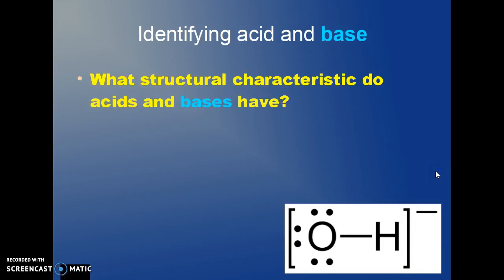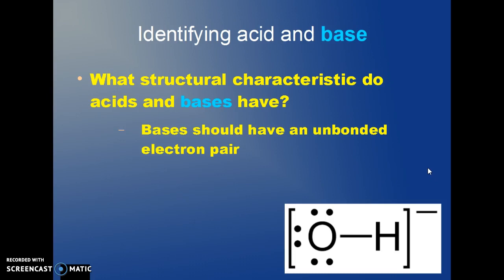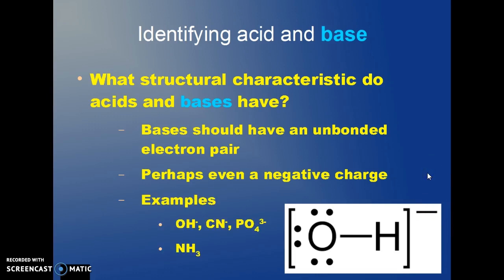Identifying bases. What structural characteristic do they have? Well, they have to be able to accept a hydrogen ion, so they should have an unbonded electron pair. Ideally, even, it might have a negative charge, like the hydroxide ion. For example, hydroxide, cyanide, phosphate, and we saw ammonia gas, all have either unbonded electron pairs or both unbonded electron pairs and negative charges.